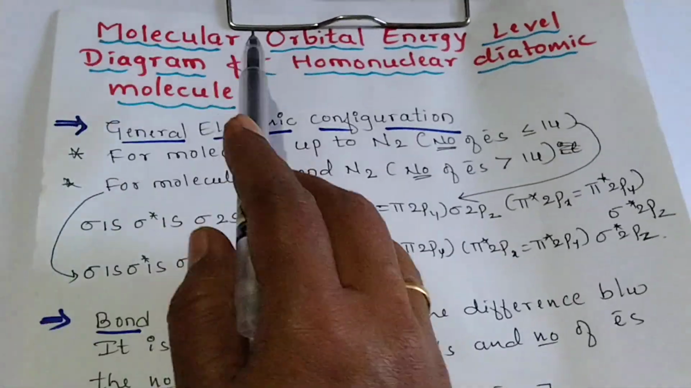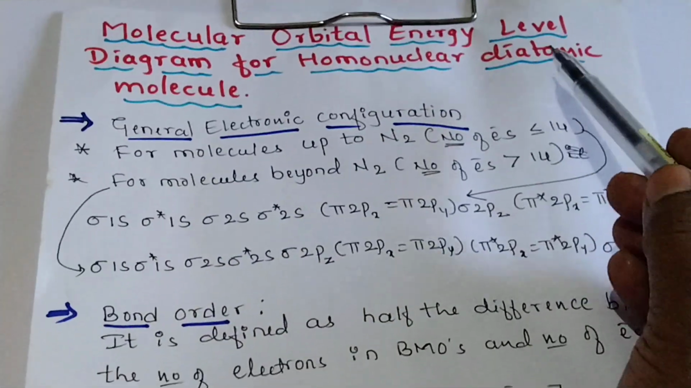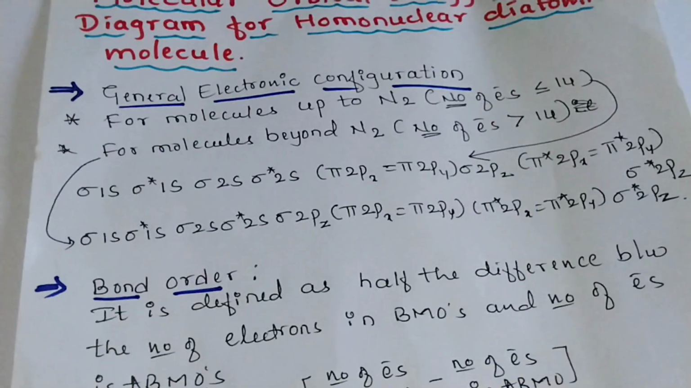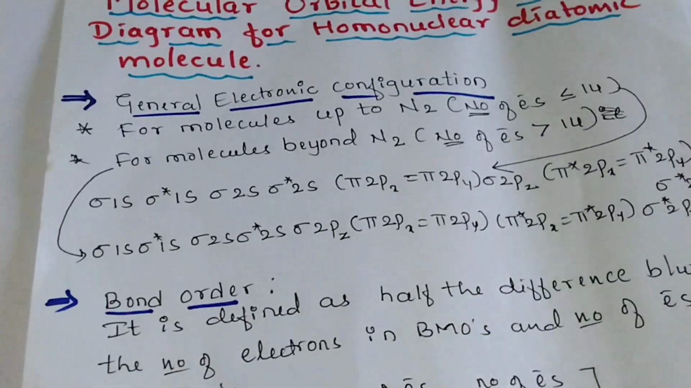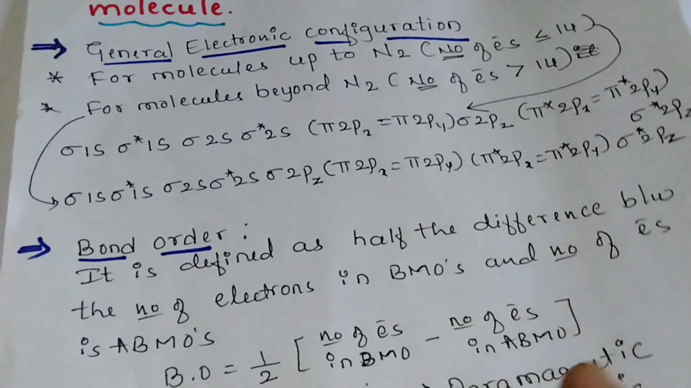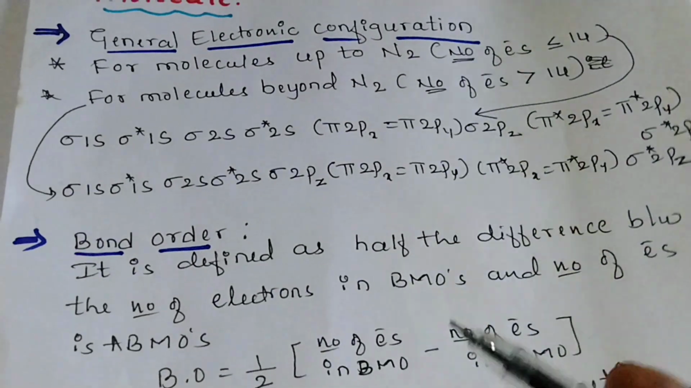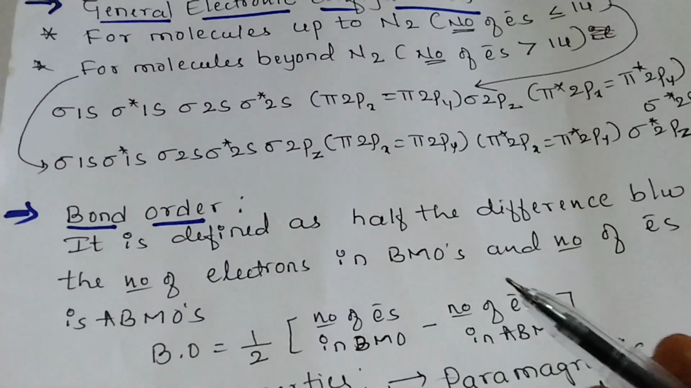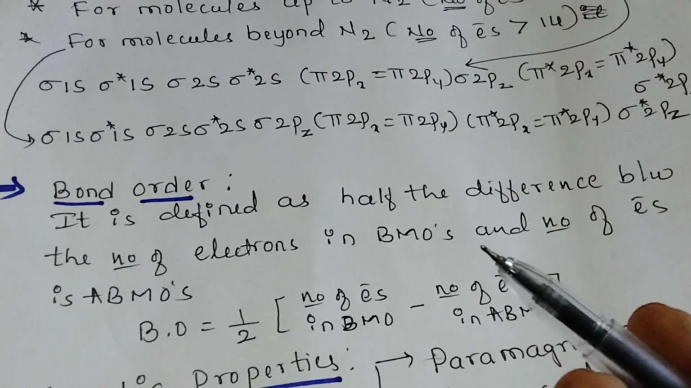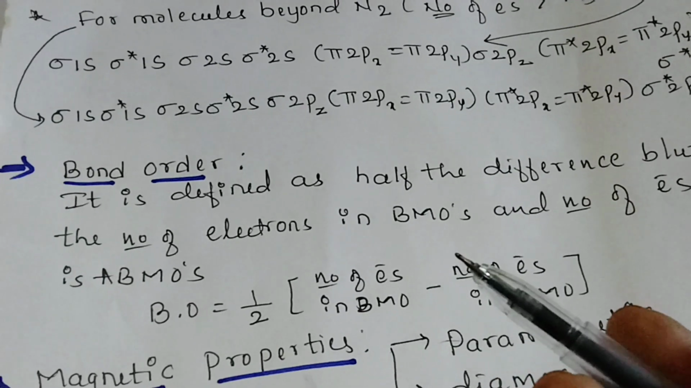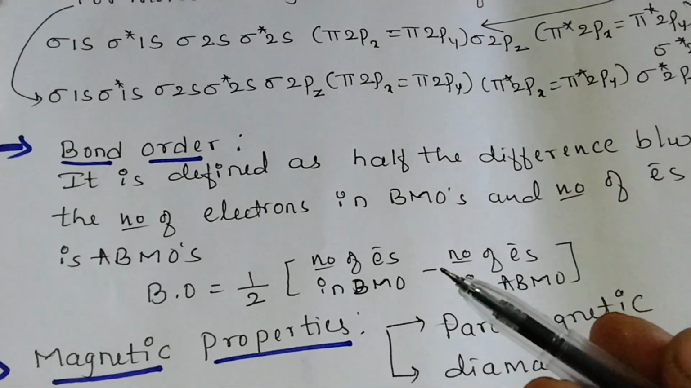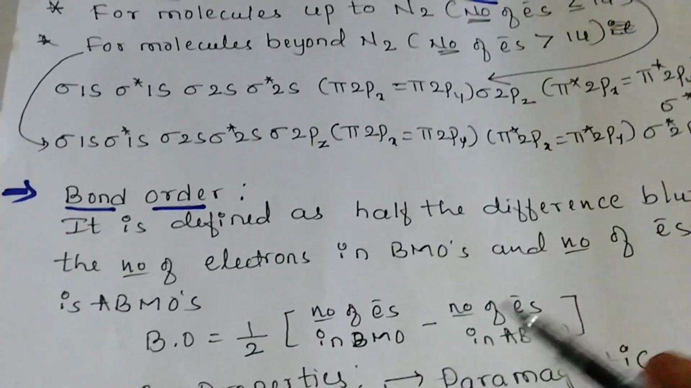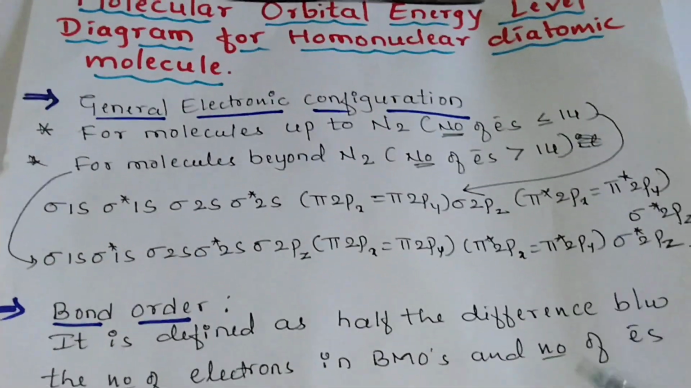Okay, now let us discuss the molecular orbital energy level diagram for a homonuclear diatomic molecule. According to molecular orbital theory, the nuclei of the two atoms lie at an appropriate distance, and all the atomic orbitals of one atom overlap with all the atomic orbitals of the other atom, provided the overlapping orbitals are of the same symmetry and similar energy, and this forms the molecular orbitals.